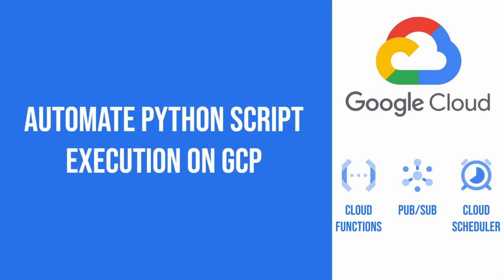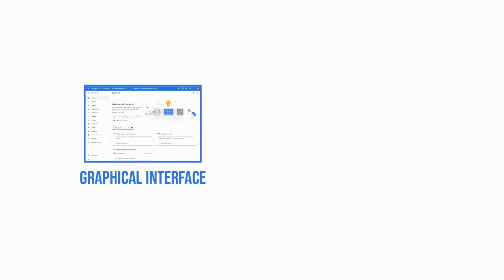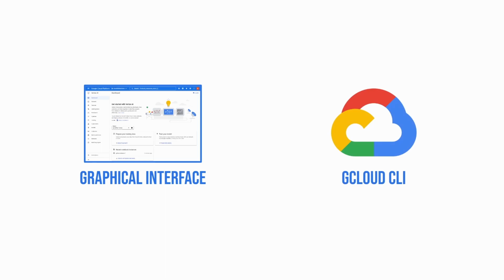Hello everyone. In today's tutorial, I would like to show you how to automate Python script execution on GCP. And for that, we'll use three main services, which are Cloud Functions, PubSub, and Cloud Scheduler. And I will do it in both ways, with graphical interface and gcloud CLI.